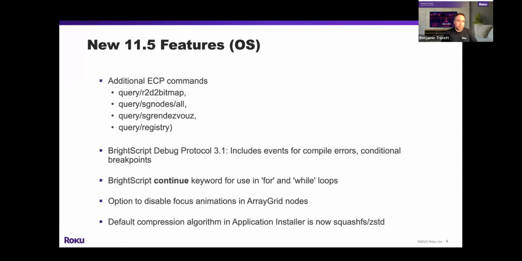The array grid component has been updated with the ability to disable focus animations. This is essentially there to include feature parity between markup grid and markup list, which already includes this functionality. And last but not least is a change to the application packager, the tool that generates the PKGs. It's been updated to generate the PKGs in a SquashFS with Zstandard compression. The rationale behind that is better compression for various flash constrained devices.